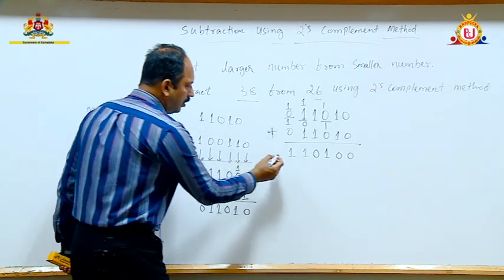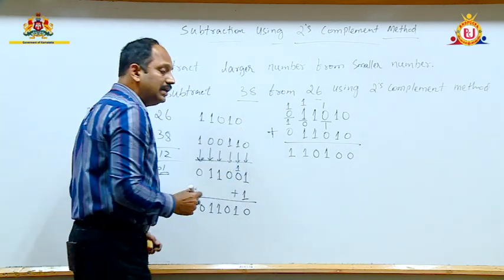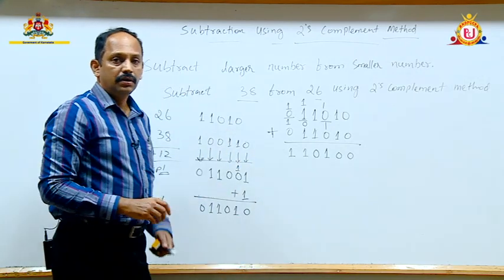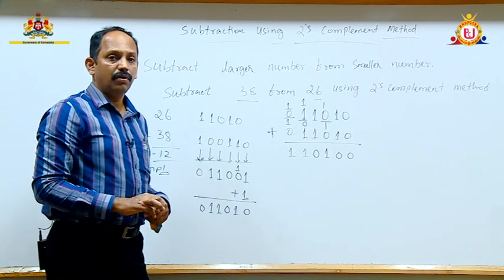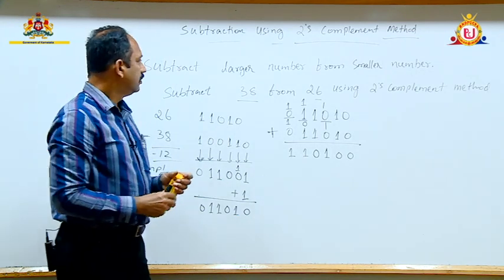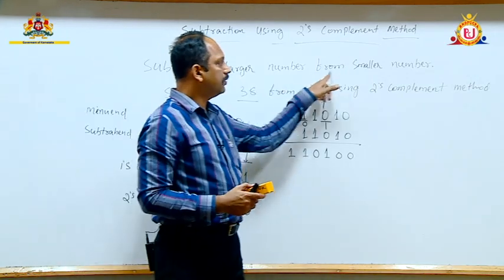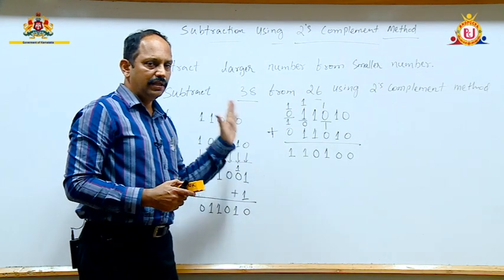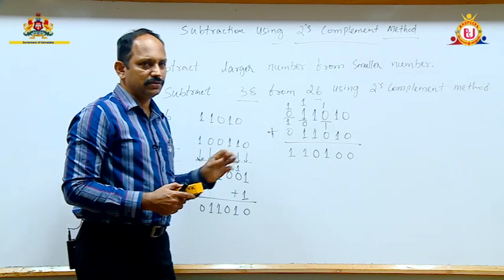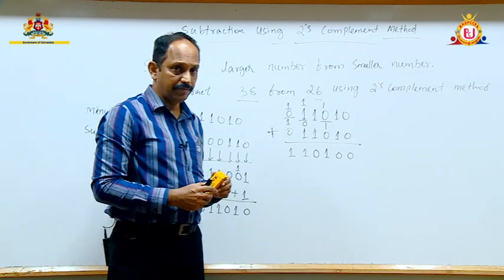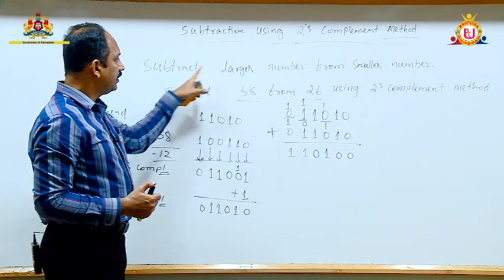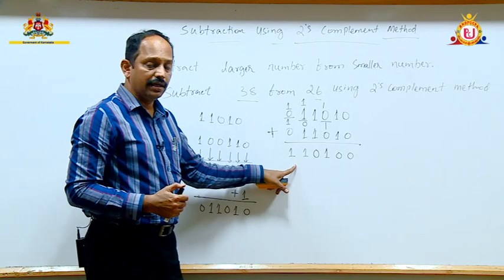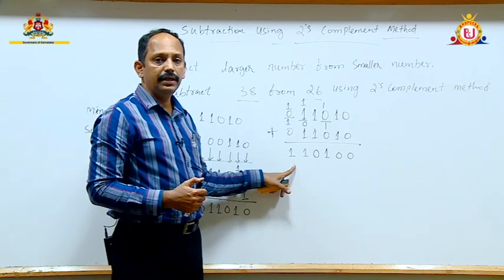Now here we are not getting any extra end carry bit. When end carry bit is not available, whenever we subtract larger number from smaller number, this phenomenon we have observed, we have seen in one's complement subtraction also. So dear students, remember this. Whenever we subtract larger number from smaller number, after adding we don't get the additional end carry bit.